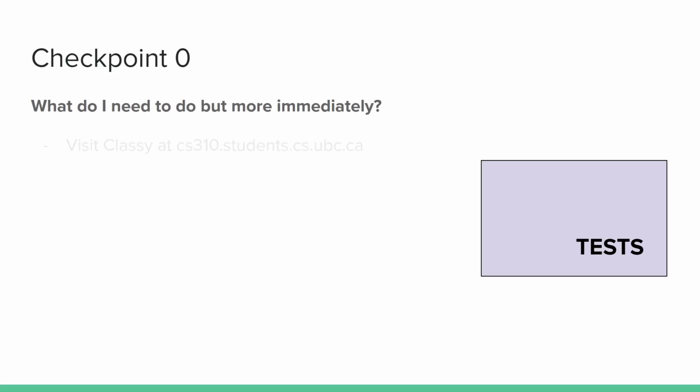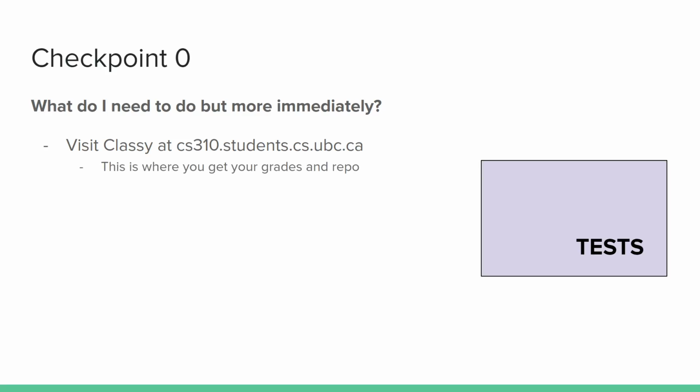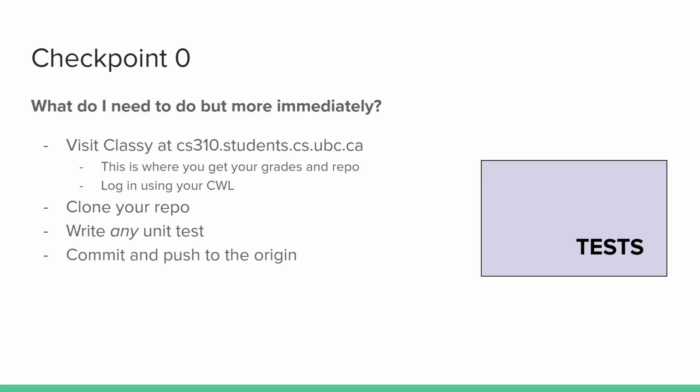Now, immediately what do you need to do? Visit Classy. This is where you'll get your grades eventually and access your repo. Many of you have already done this. You just log in with your campus-wide login. What I want you to do right away is clone your repo and write any unit test. You can copy and paste the starter test and make a couple tiny cosmetic changes. That's fine. Commit and push and call Autobot.